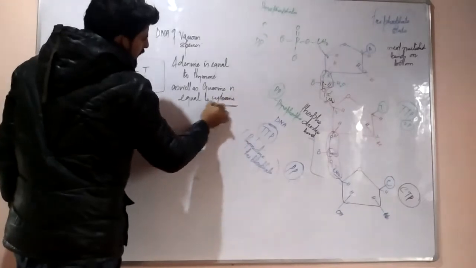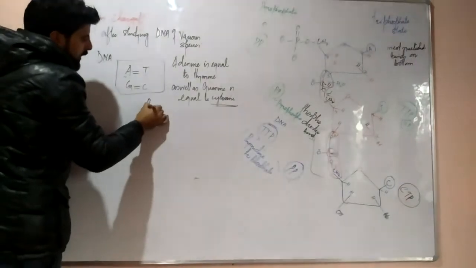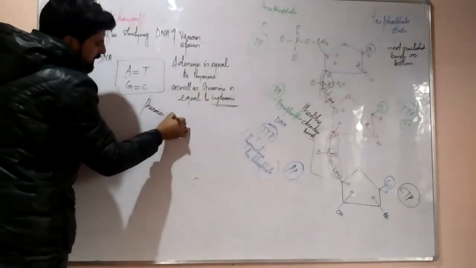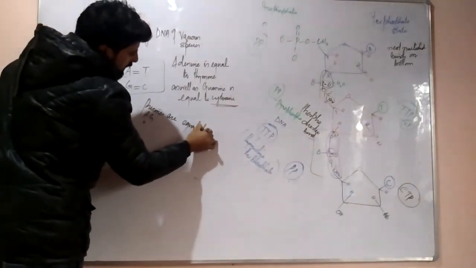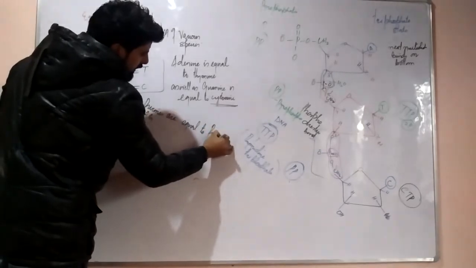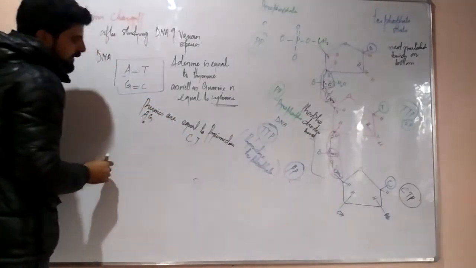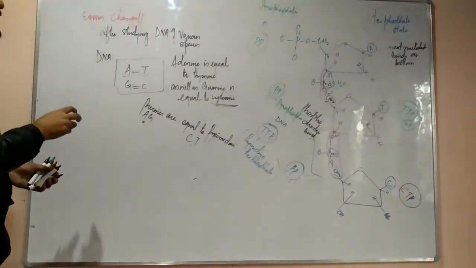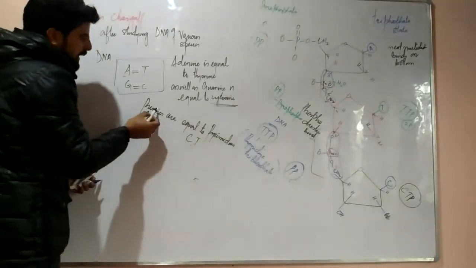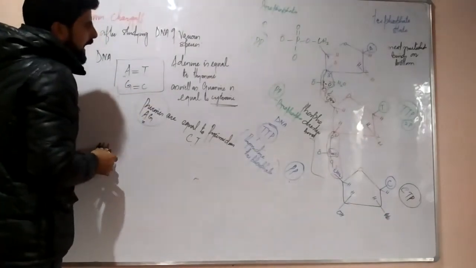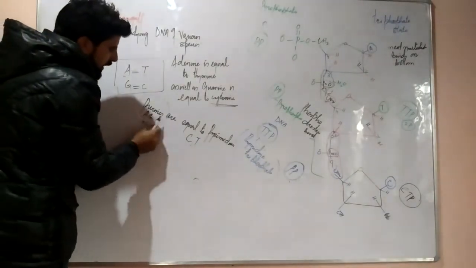So after observing the DNA of various species, we find that the purines, adenine and guanine, are equal to the pyrimidines, that is cytosine and thymine. This was observed after studying the various DNAs of various species by Erwin Chargaff, and he gave this conclusion that adenine is equal to thymine as well as guanine is equal to cytosine. Similarly, he says the purines are equal to the pyrimidines.